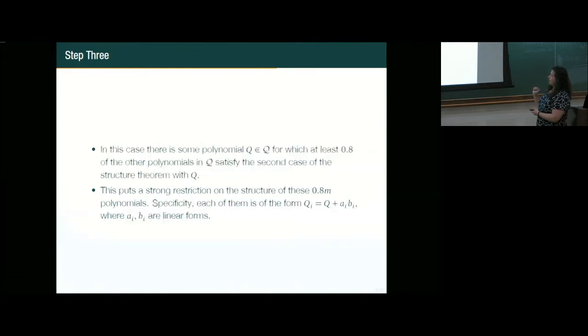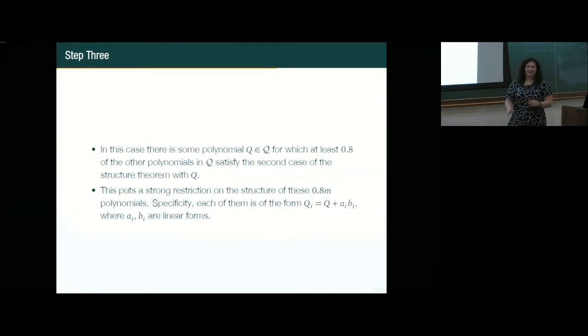And now let me consider the third case. If I have a polynomial that doesn't satisfy the first case of the structured theorem with a tenth of the polynomials, and doesn't satisfy the third case of the structured theorem with a tenth of the polynomials, it must satisfy with at least 80% of the polynomials the second case of the structured theorem. And this gives me a really strong structure of those 80% of the polynomials. Specifically, they're of this form.